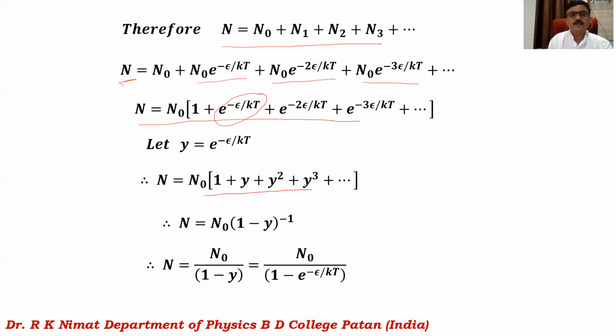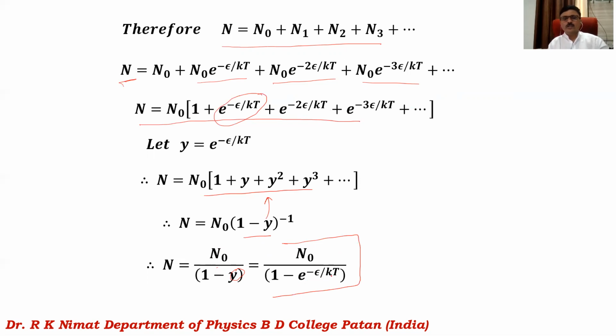So this is nothing but an expansion of the series (1 - y)^(-1). So 1 + y + y² + y³ is the expansion of the series (1 - y)^(-1). If you solve this, you will get N = n0 / (1 - y), and if you put the value of y here, you will get the number of oscillators equal to n0 / (1 - e^(-ε/kT)).